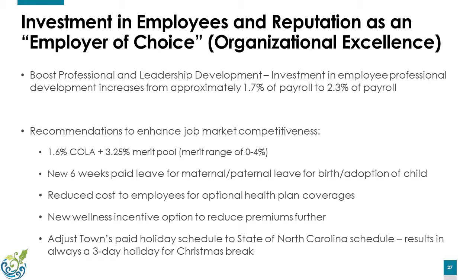I also recommend several enhancements to increase our job market competitiveness. This includes a 1.6% cost of living adjustment, plus a 3.25% merit pool with an eligible range of 0 to 4%. Also, new 6 weeks paid leave for maternal and paternal leave for the birth or adoption of a child. Next, reducing the cost to employees for optional health plan coverages. New wellness incentive option to reduce the premiums even further.